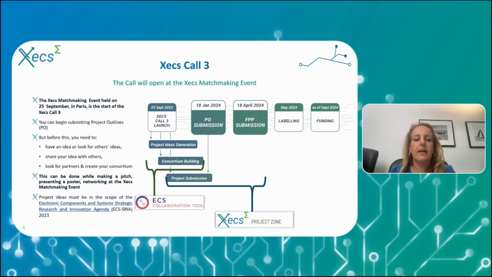Another important deadline is the 18th of April 2024. This is when you have to submit your FPP, standing for Full Project Proposal. You may be invited after submitting your project outline to submit a full project proposal. And in between, you will receive some feedback from your national public authority representatives and also from the technical experts from Xecs. Those two phases with the two deadlines of January 2024 and 18th of April 2024 are of great interest for you.